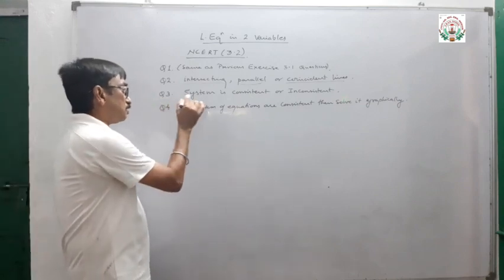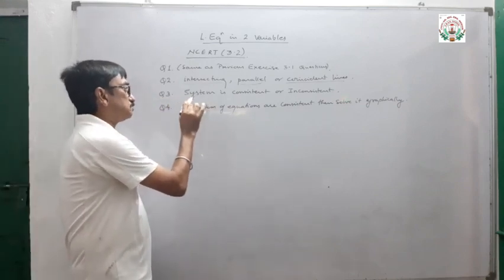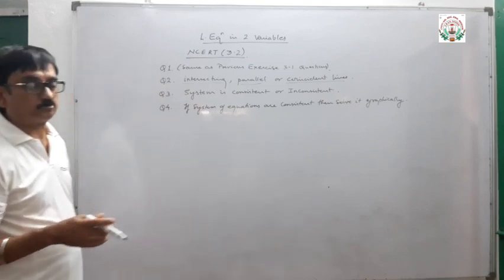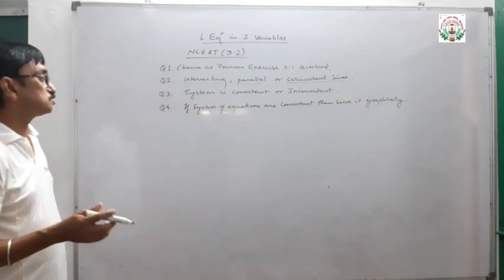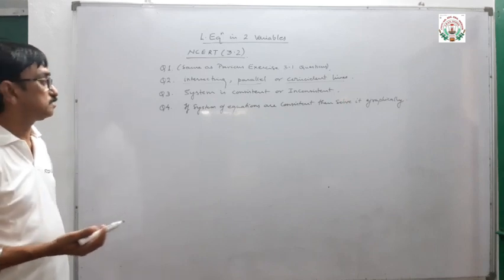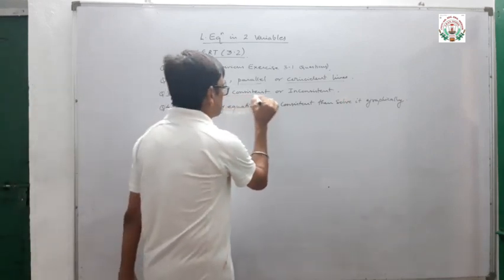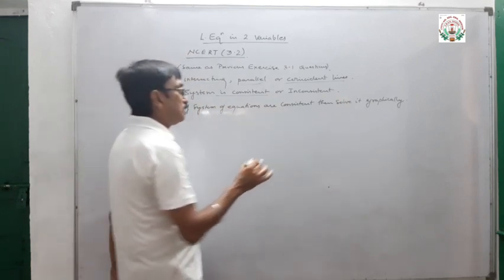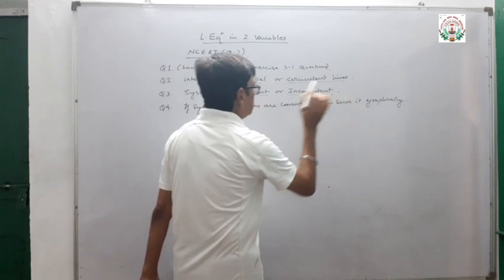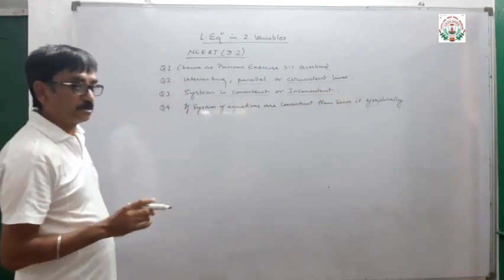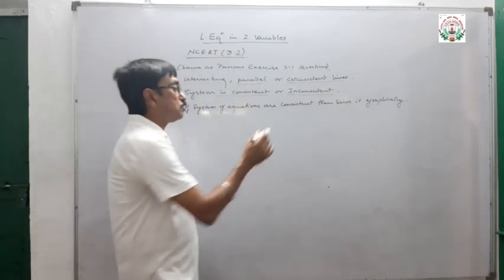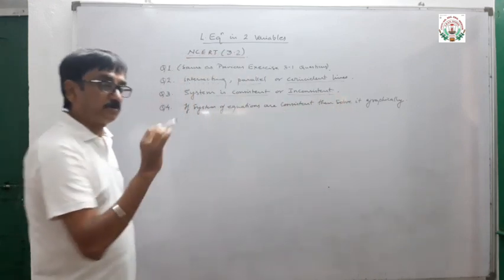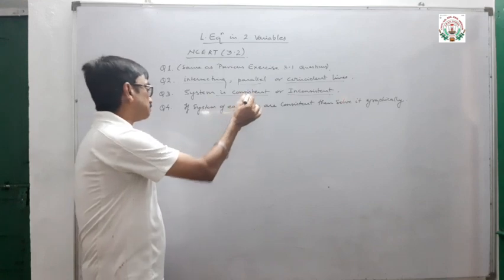Next, for the third question, the same process as the second one. You have to get the value of a1 by a2, b1 by b2, c1 by c2. If the first and the third condition is satisfied, then the system is consistent. If the second condition, for no solution, is satisfied, then the system will be inconsistent. That is, a1 by a2 is equal to b1 by b2 not equal to c1 by c2. For the rest of the two conditions, first and third, it will be consistent.